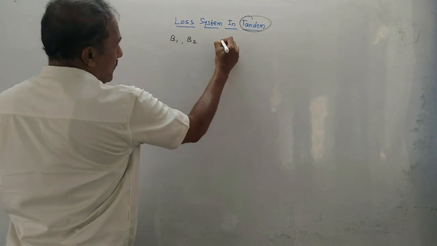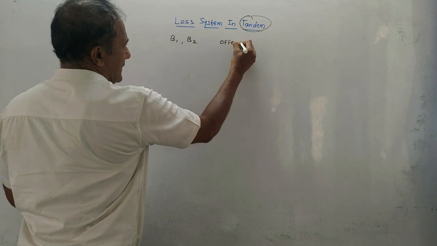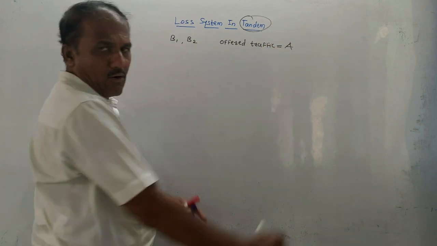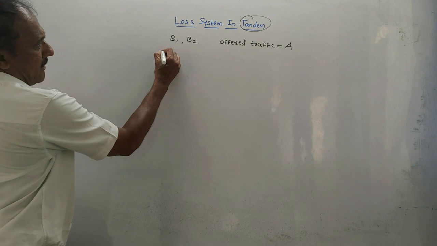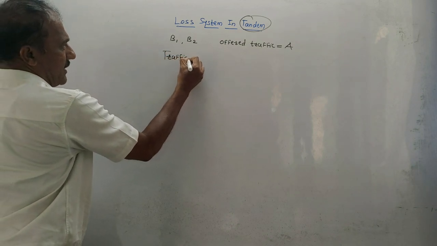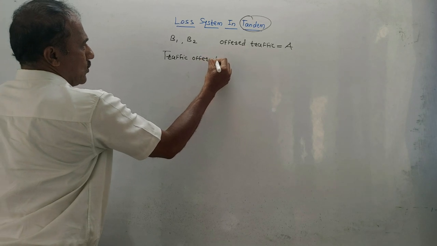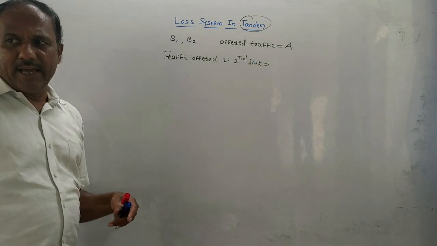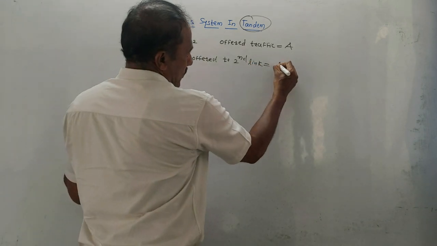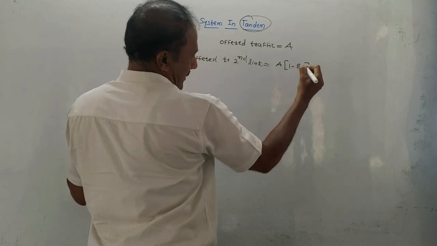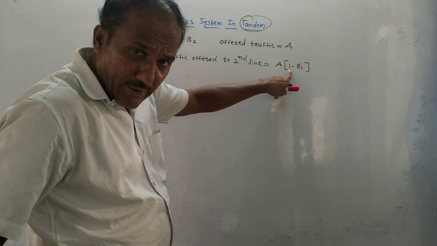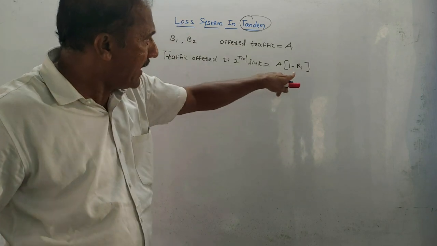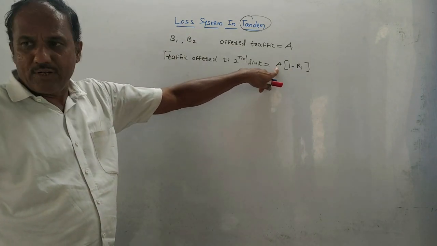Then we will also assume that the offered traffic to this system, which consists of two links, is, let us say, A. Then we can write the equation of traffic offered to the second link. It is given by A into 1 minus B1. There are two links, so it will be 1 minus B1. B1 is GOS, grade of service for link 1. A is the total offered traffic.